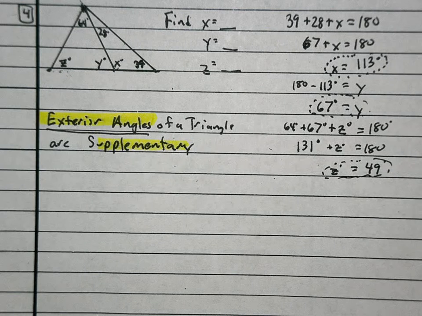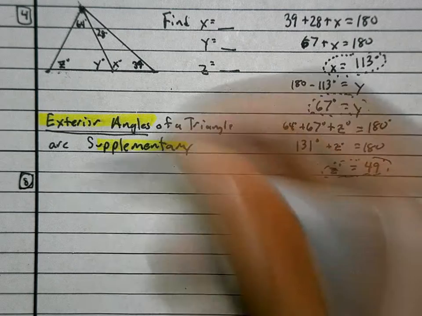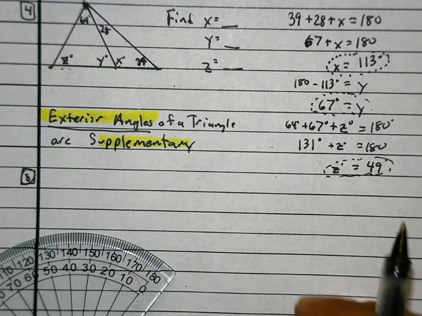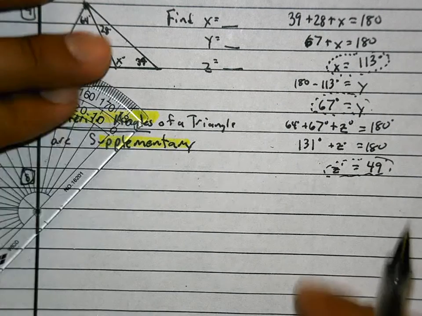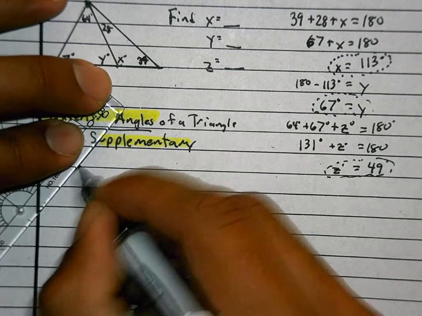If you don't know what an exterior angle is, I'm going to show you an example. I'm not going to do the whole problem, but I want you to know what an exterior angle is. It looks like this, and this is number 8.